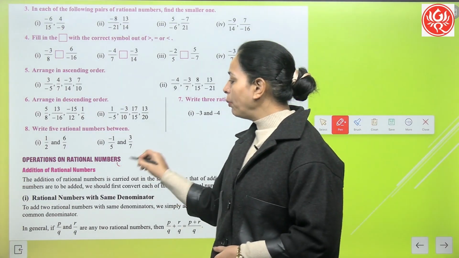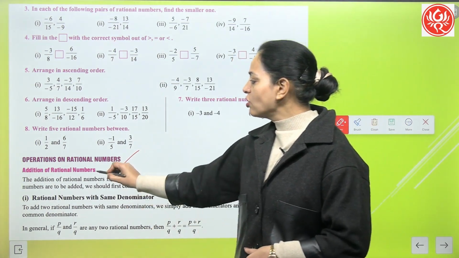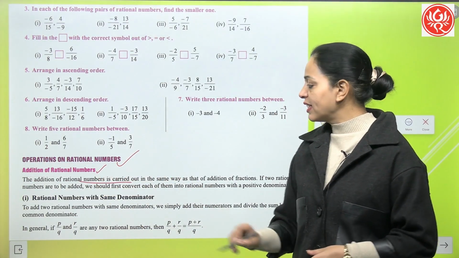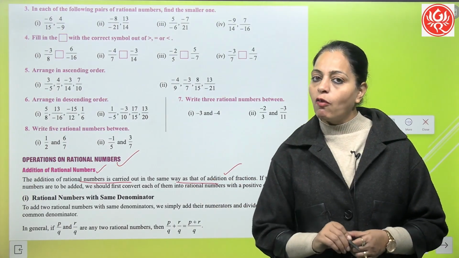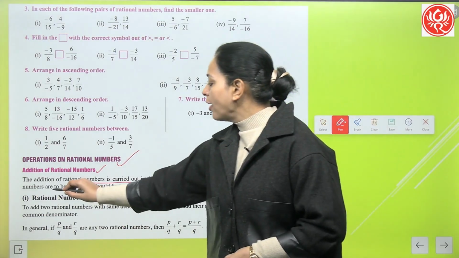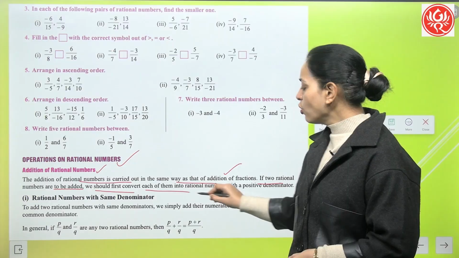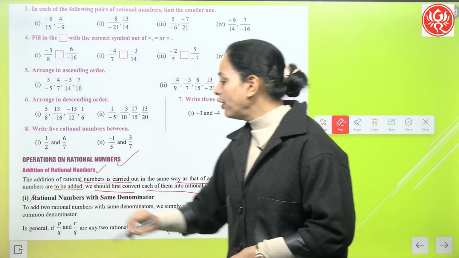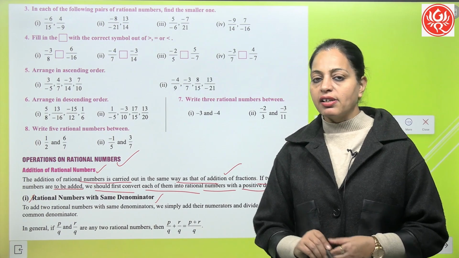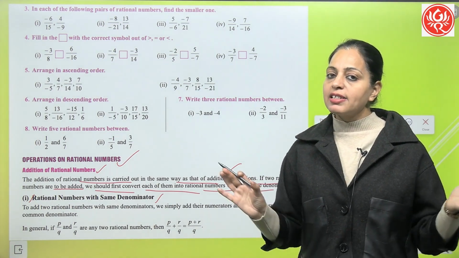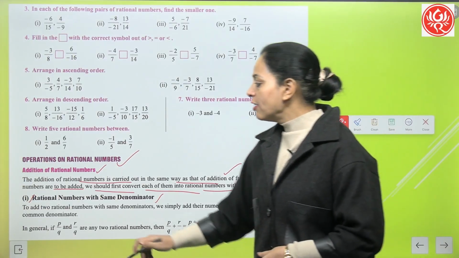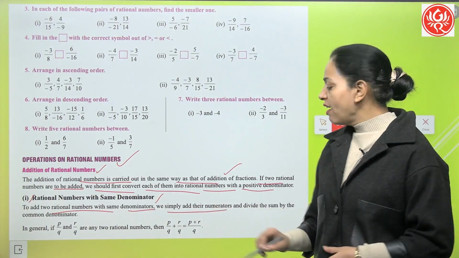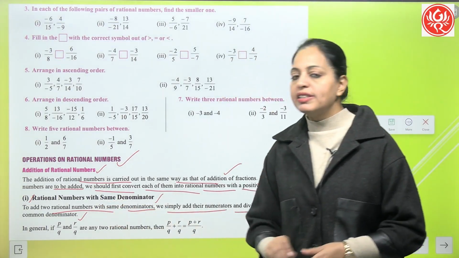Now the next is operations on rational numbers. Addition of rational numbers. How we can add. The addition of rational numbers is carried out in the same way as that of addition of fractions. If 2 rational numbers are to be added, we should first convert each of them into rational numbers with the positive denominator. See, the first one, rational numbers with the same denominator. अगर denominator same है, हमें क्या करना है? Simply numerators को add करना है. So to add 2 rational numbers with the same denominators, we simply add their numerators and divide the sum by the common denominator.